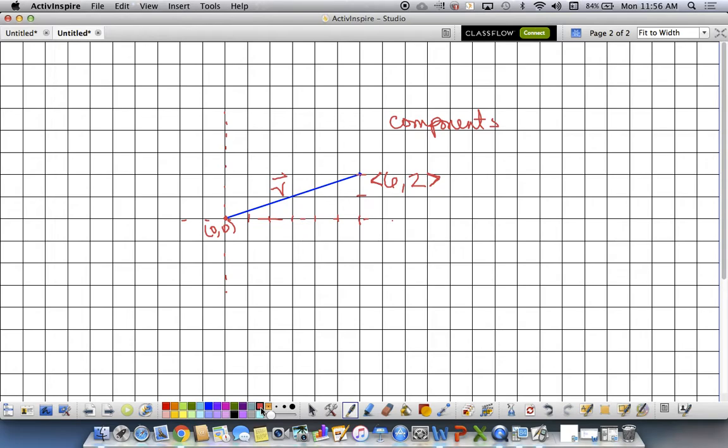So components are your horizontal and vertical distances from the initial point. Okay, those are your components, and it's always written like this. So if I wanted to find the magnitude, it would be written like this.